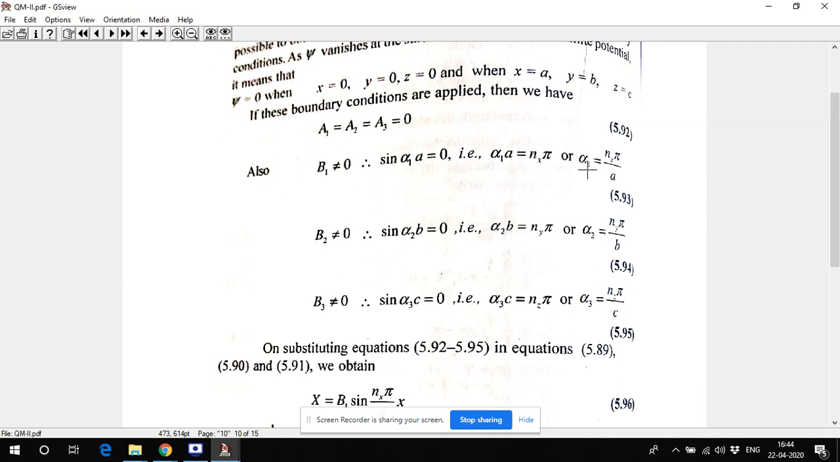You remember k was n pi by a. Now this alpha 1 will be nx. It's not n, it's nx. So nx pi by a. My alpha 2 will be ny pi by b. My alpha 3 will be nz pi by c.